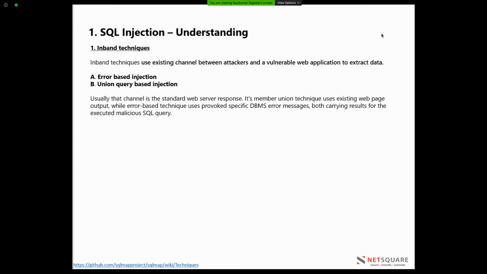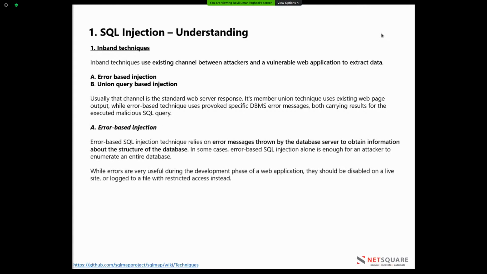The union technique uses the existing web page output, while the error-based technique provokes a specific DBMS error message, it displays the error, and the error leaks the data. In error-based injection, the error message is thrown by the database server and gives information about the structure of the database. You can grab details about the database tables and the database itself through error-based injection.